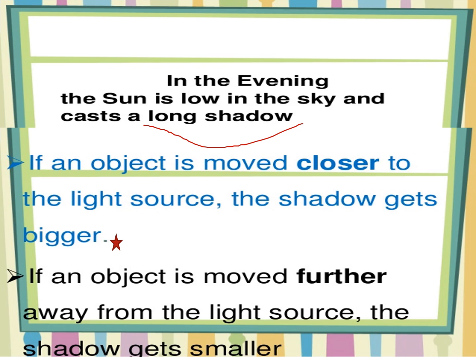If an object is moved closer to the light source, the shadow gets bigger. If I asked you when can we have a bigger shadow, you will answer: the object moved closer to the light source. If an object is moved farther away from the light source, the shadow gets smaller. If I asked you also when the shadow gets smaller, you will answer: if an object is moved farther away from the light source, the shadow gets smaller.